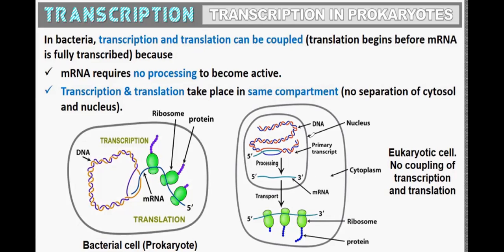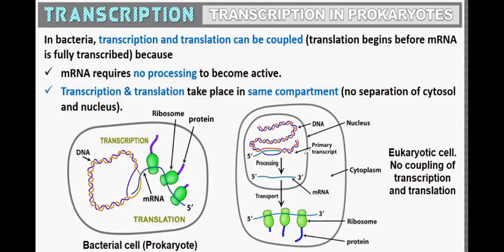But in the case of eukaryotes, messenger RNA is synthesized in the nucleus, then there will be processing, and after processing this messenger RNA goes to the cytoplasm, then there will be translation. But here in prokaryotes, transcription and translation are taking place in the same chamber, so they can take place at the same time. Even before transcription is completed, translation can take place, because there is no processing of messenger RNA, and both take place within the same compartment.